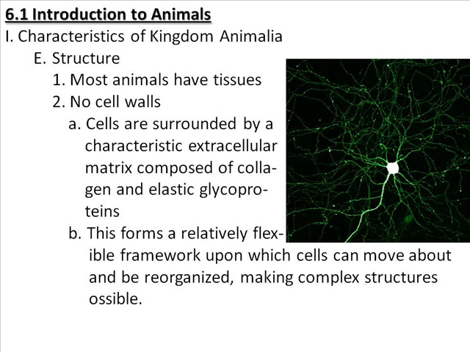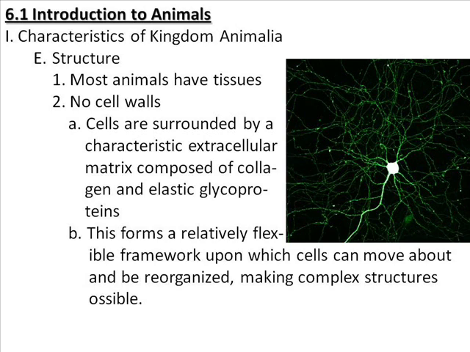The structure of animals differs greatly from some of the other kingdoms that we've talked about thus far. Most animals have true tissue layers. One exception may be the sponges, which have tissue-like layers, but they're not considered to be true tissues. Another characteristic that separates animals from other kingdoms is the fact that they have no cell walls. You may recall that plant cells have cell walls made of cellulose, and bacteria have cell walls made of peptidoglycan. Well, the cells of animals have no such cell walls.